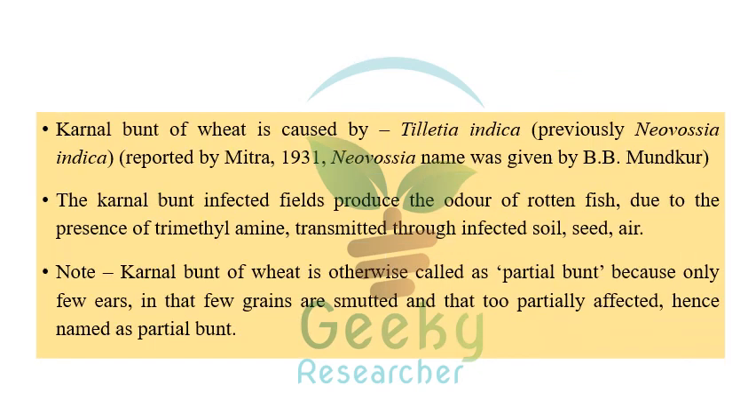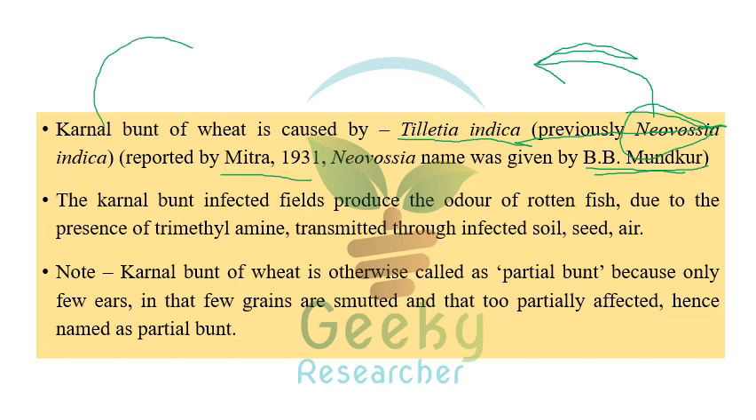The next one is the kernel bunt of wheat, caused by Tilletia indica, previously called Neovossia indica. This genus Neovossia was named by, I think, B.B. Mundkur. Yes, the genus name was given by B.B. Mundkur. The kernel bunt of wheat was first reported by Mitra in 1931. The area of first identification is Karnal, that's why it's called Karnal bunt.